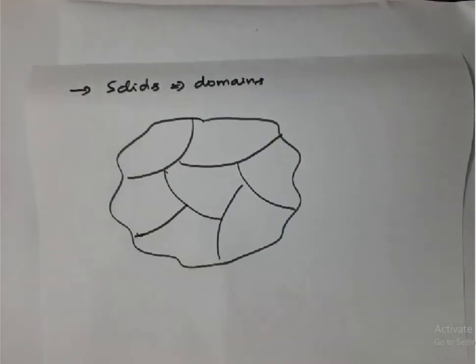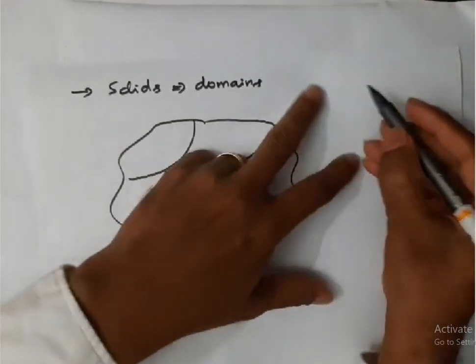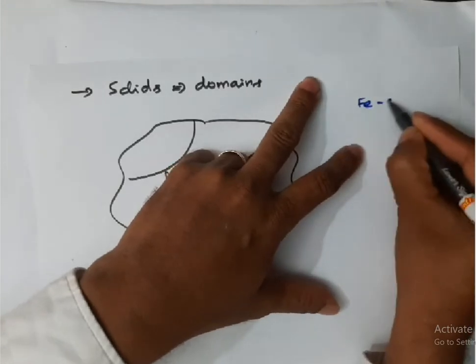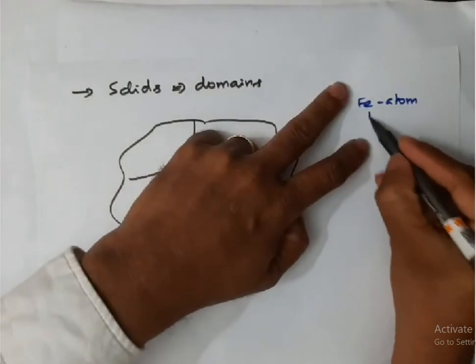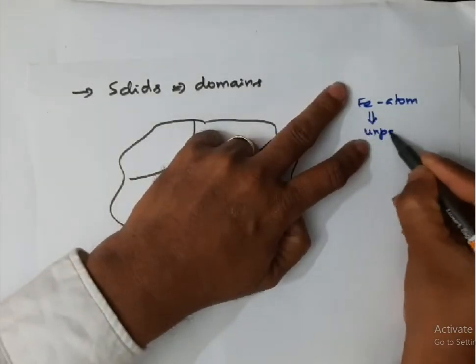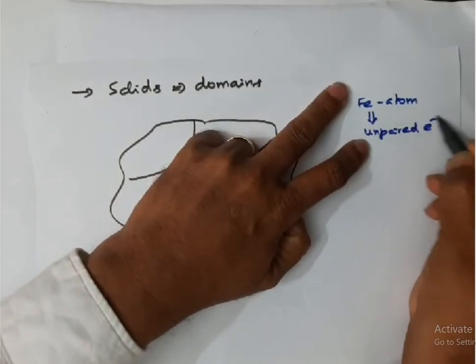Listen, before keeping the material in a magnetic field, each ion atom, students listen carefully, each iron atom has unpaired electrons. How many unpaired electrons are there?